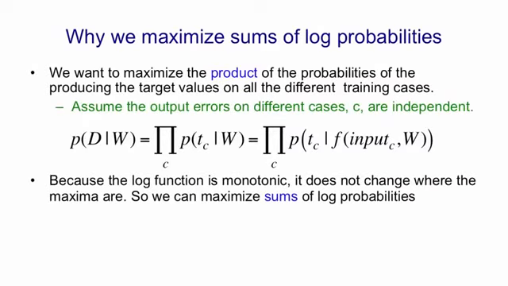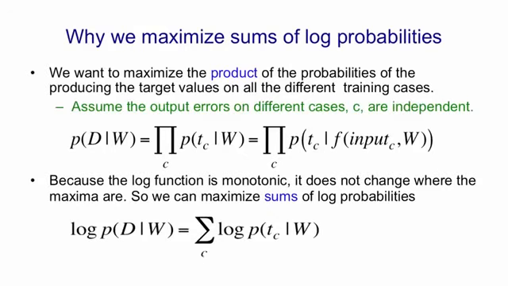The log function's monotonic, and so it can't change where the maxima are. So instead of maximizing a product of probabilities, we can maximize a sum of log probabilities. And that typically works much better on a computer. It's much more stable. So we maximize the log probability of the data given the weights, which is simply maximizing the sum over all the training cases of the log probability of the output for that training case given the input and given the weights.